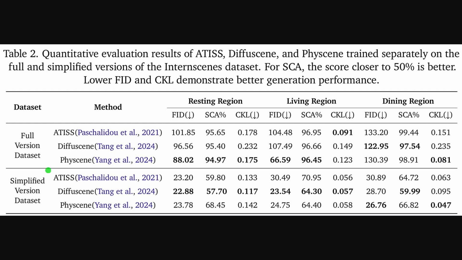So Table 2 reports how 3 layout generators handle cluttered versus simplified scenes. The key message is that scores get worse on the full data with many small items, which means dense object distributions remain hard. Fréchet inception distance measures visual realism from rendered top views, so lower values indicate closer to real scenes. Physics-guided PhyScene leads on the full set, especially in living regions, suggesting physical constraints help models place objects plausibly.